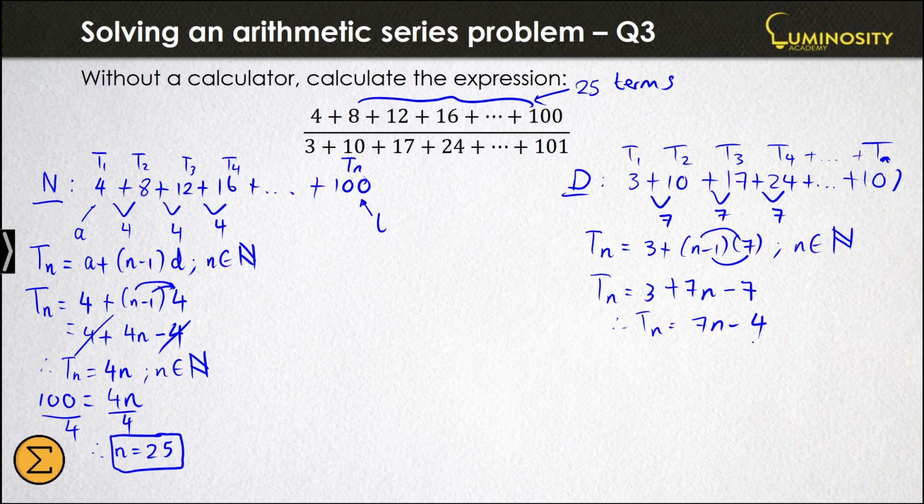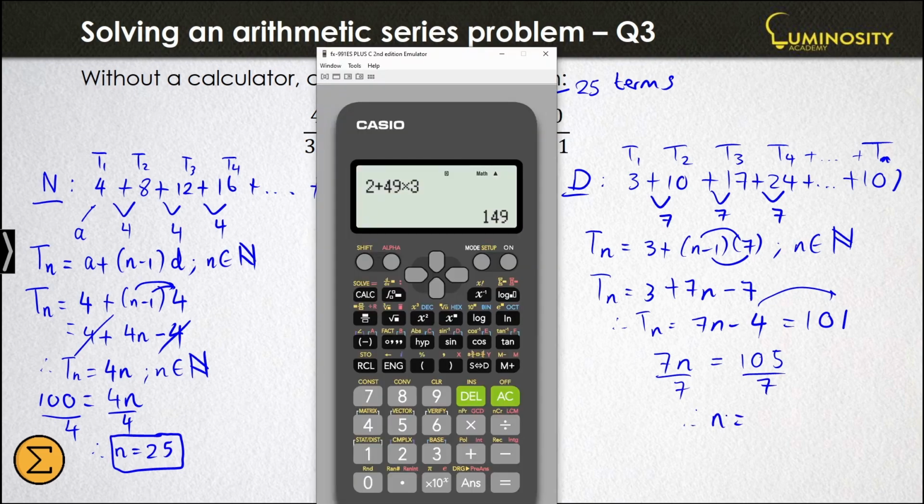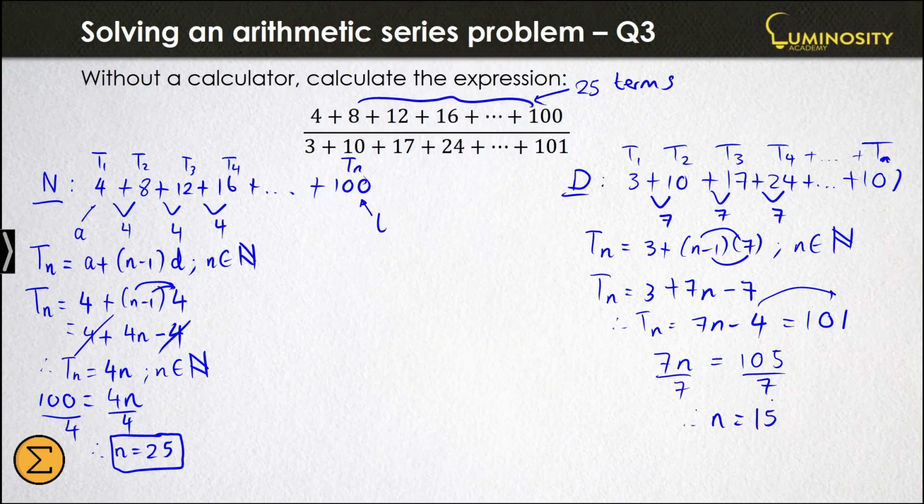Now I want to find that n position that gives me 101. So therefore I'll get 7n equals 105. All I did was add 4 to both sides. If I divide both sides by 7, I therefore get n equals, let's bring up the calculator, 105 divided by 7, and I get 15. So there are 15 terms here in the denominator. So there's 25 terms in the numerator and 15 terms in the denominator.